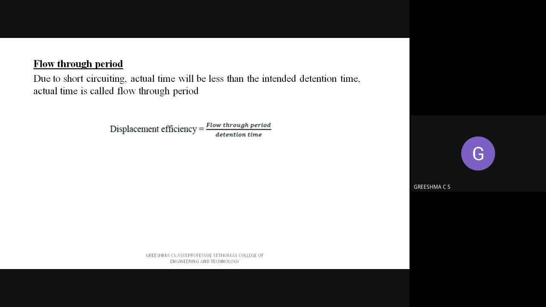Next one is flow through period. Due to short circuiting, the actual time will be less than the intended detention time. The actual time is called the flow through period. So flow through means the time actually achieved due to the short circuiting.